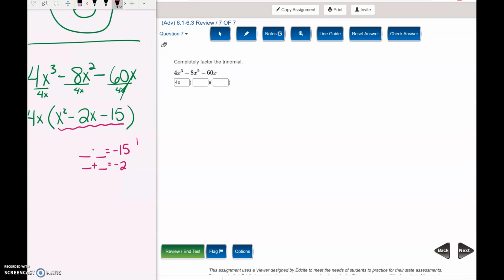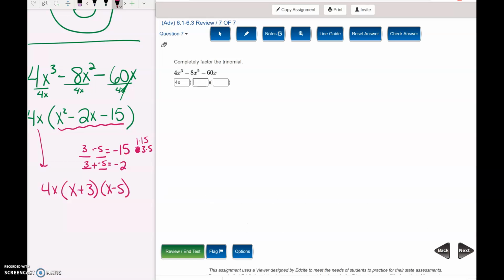The only ways to get 15 are 1 times 15 or 3 times 5. 3 and -5 would fit that. So we've got x plus 3, x minus 5, with the 4x in front. So the other blanks are x plus 3 and x minus 5. Again, no spaces, nothing funky, just get that stuff in there as simply as possible.